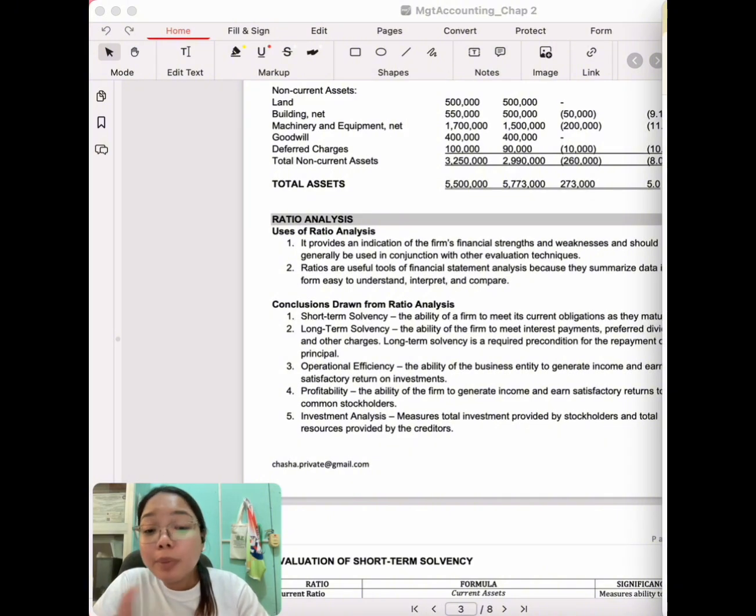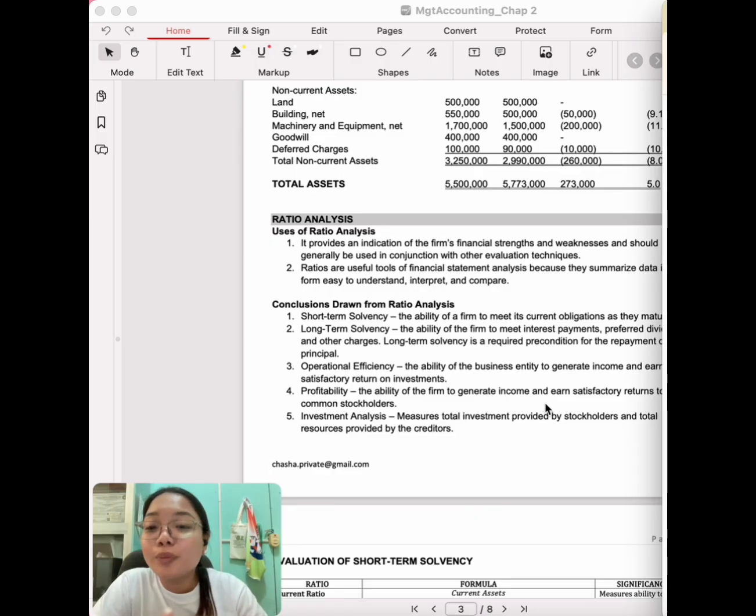So, number 3, we have the operational efficiency. So, sa operational efficiency naman, this is the ability of the business entity to generate income and earn a satisfactory return on investments. So, ang tanong natin dyan is, gaano ka-efficient yung company sa paggamit ng kanilang mga resources para maka-generate sila ng income. So, yung mga formula under the operational efficiency, yun yung isosolve nun. Kung paano or gaano ka-efficient yung company sa paggamit ng kanilang resources para mag-generate ng income.